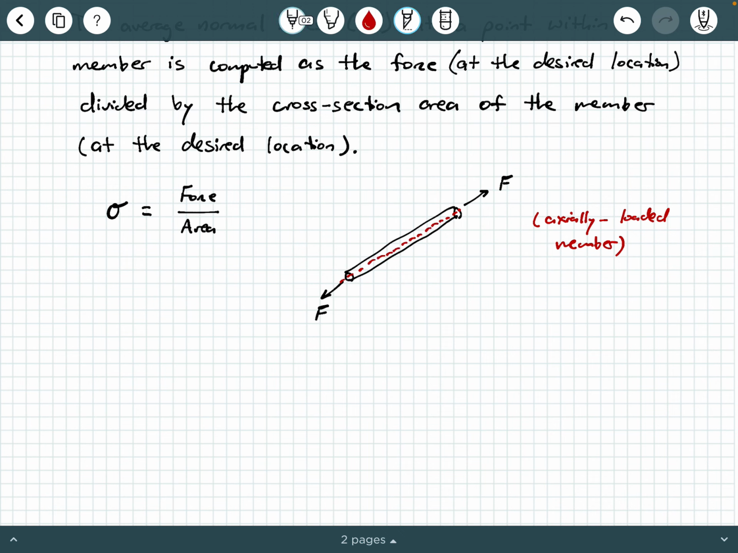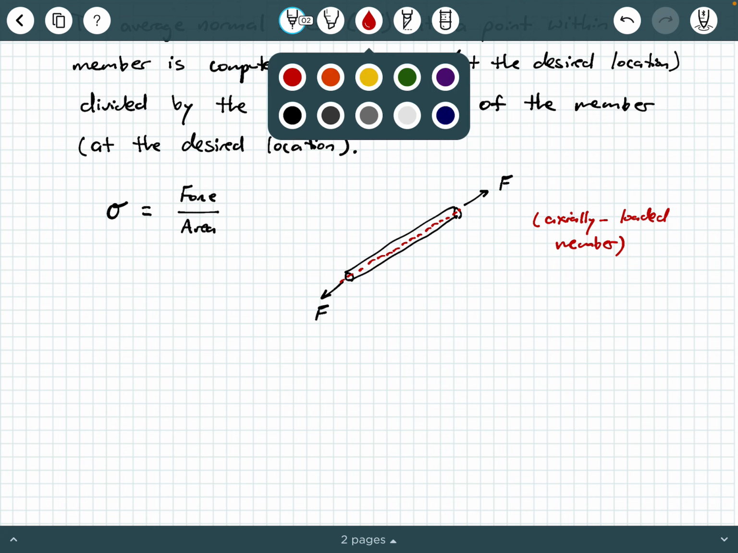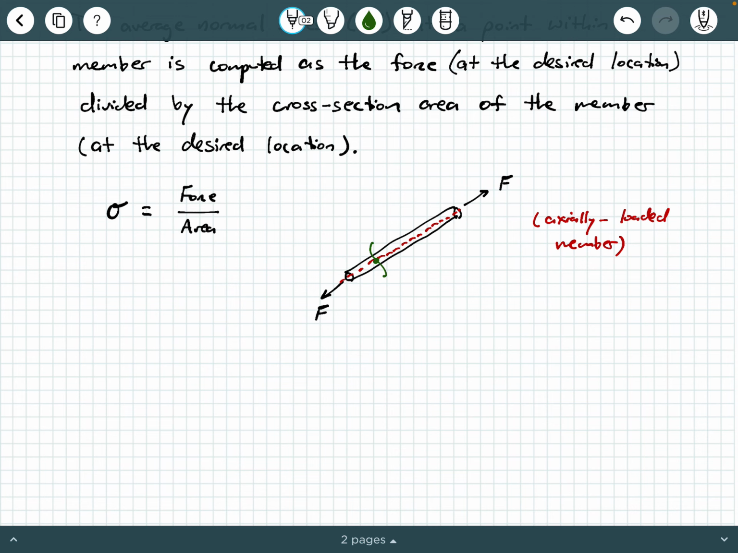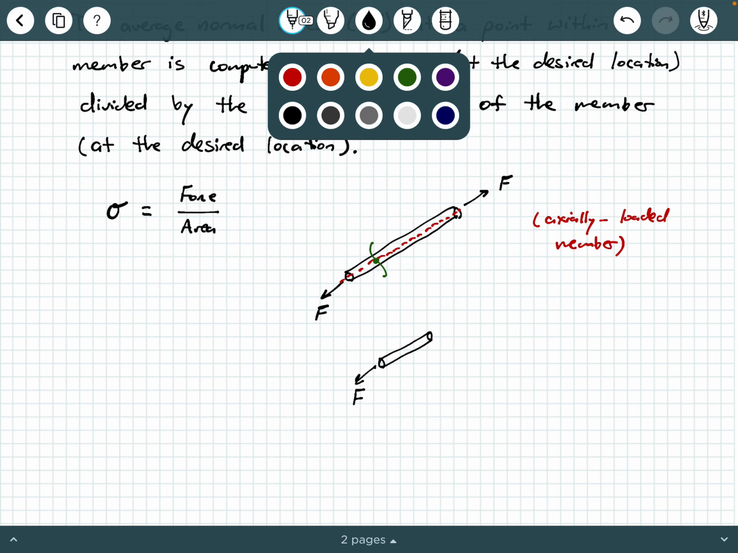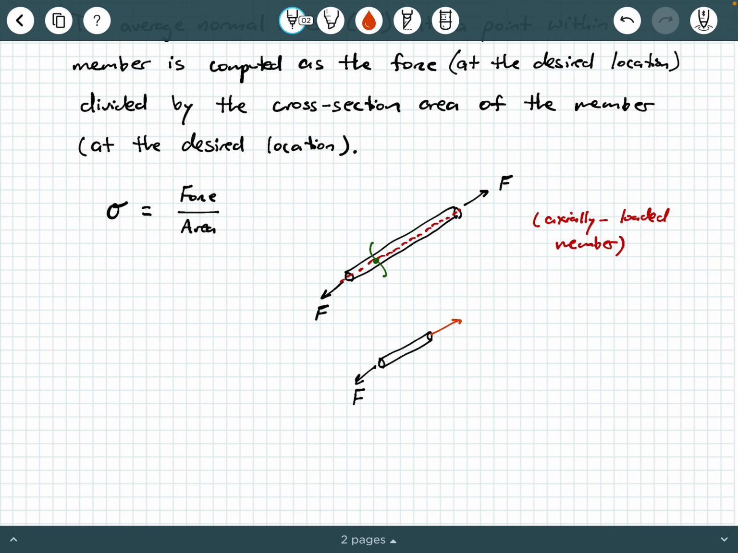So if we want the average normal stress within this member, let's say at this particular location here, what we do is we make a little cut section at the location we're interested in, and we look at a free body diagram of that cut section, and here's the applied load F. Well, in an axially loaded member, if you look at how I drew this, this is a constant force F throughout the entire length of the member, which means that this force at the desired location is going to have magnitude F.